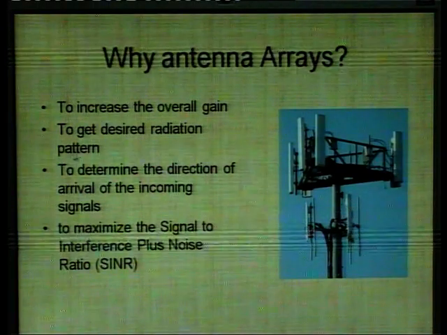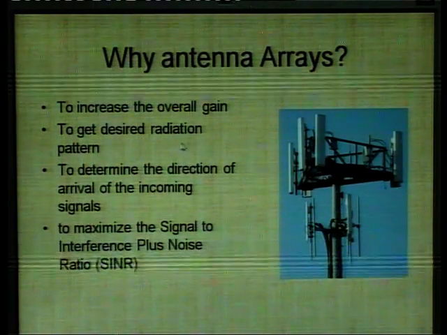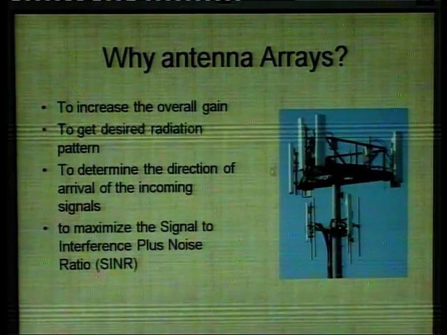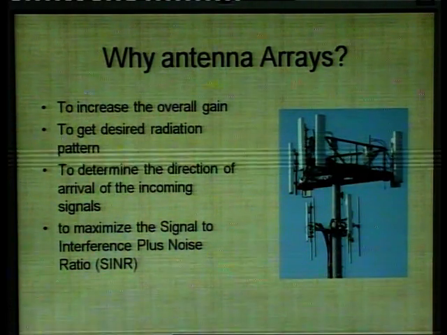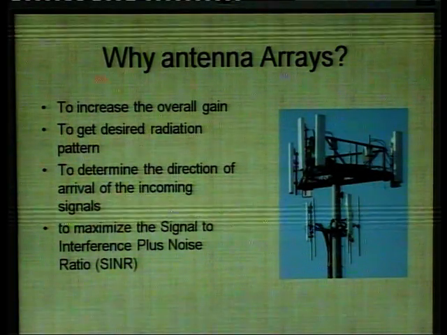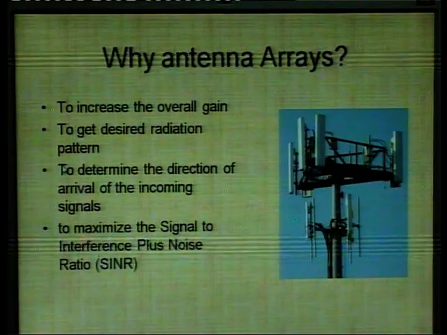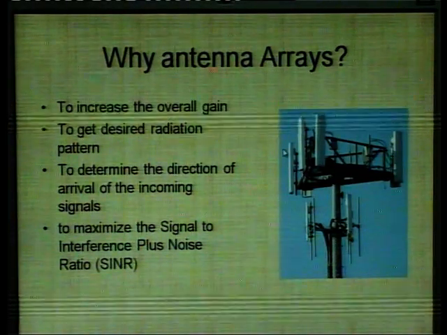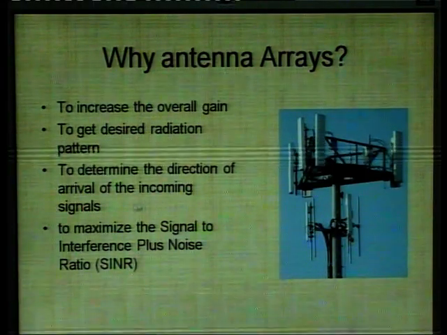Second is to get the desired radiation pattern. The desired radiation pattern can be obtained with the help of antenna arrays. We can cancel the side lobes with the help of antenna arrays. So the desired radiation pattern in a particular direction can be obtained with the help of an antenna array.